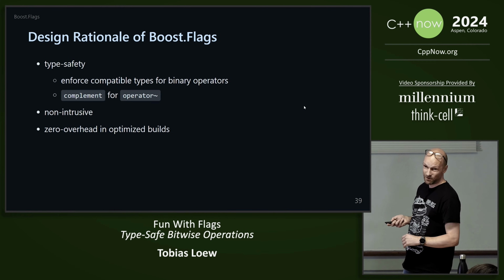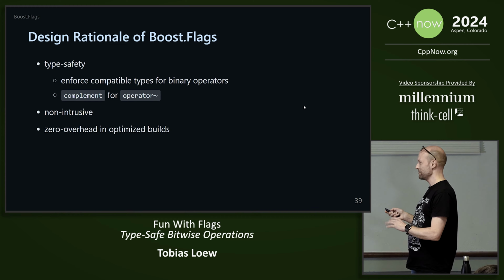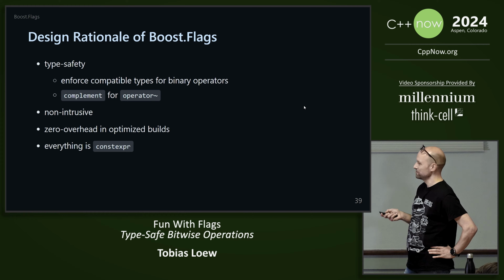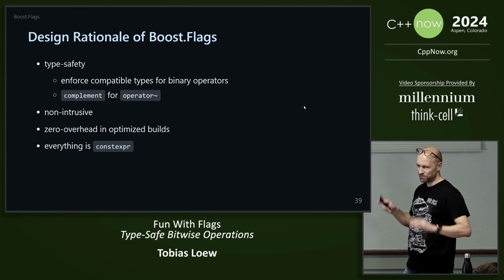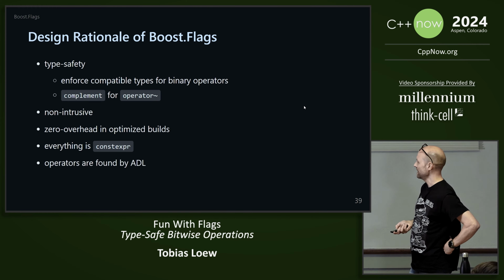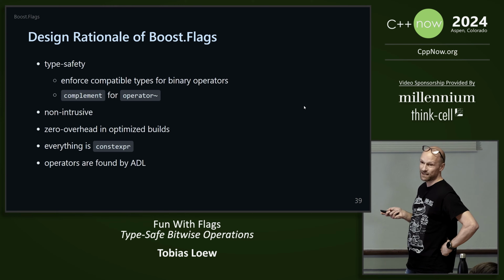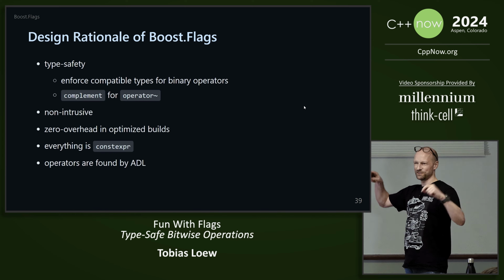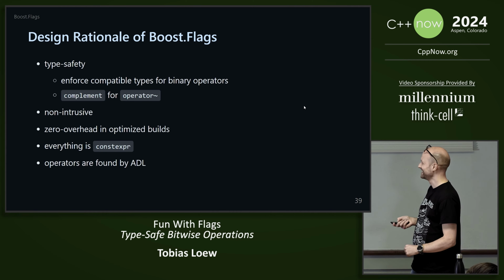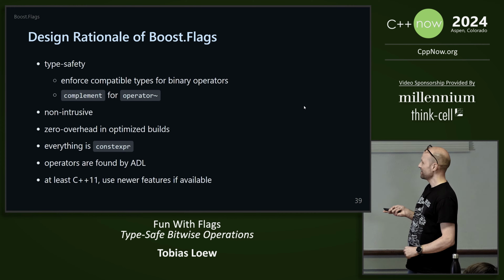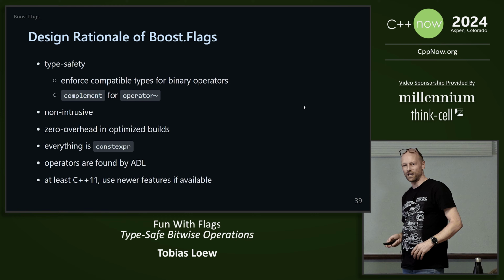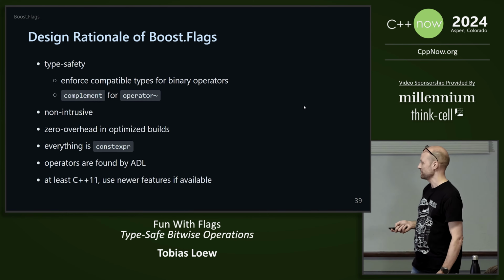Of course, I want zero overhead for my library in optimized builds. Everything has to be constexpr to be usable in template calculation stuff and everything. Operators have to be found by ADL just to avoid the stuff we just talked about in the talk before. And the other one, I require at least C++11, and it uses newer features like concepts when they are available.